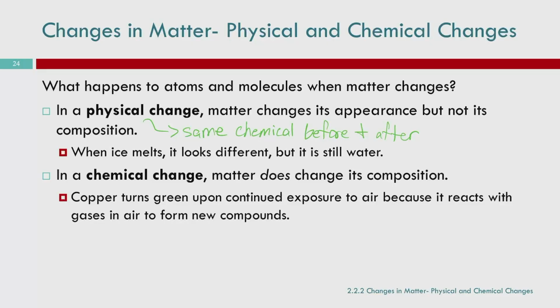In a chemical change, the matter does change its composition. A new chemical or chemicals are formed. So it's becoming something else. For example, the Statue of Liberty used to be, well, it's copper, so it used to be brown, and now it's green. It's reacted with gases in the air and salt water and stuff to form new compounds. In this example, the color change indicates a chemical change.